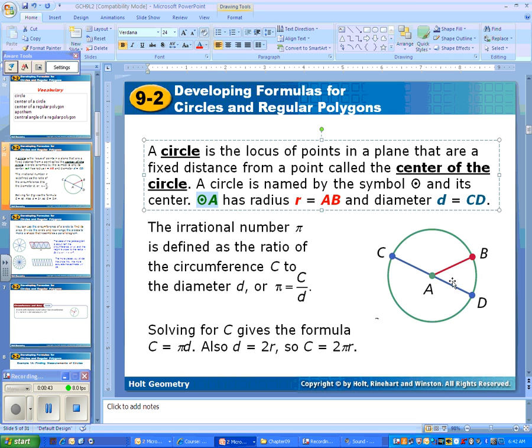We could say that AB is a radius. We could also say that AD is also a radius. And when you have two or more radiuses, we call them radii.